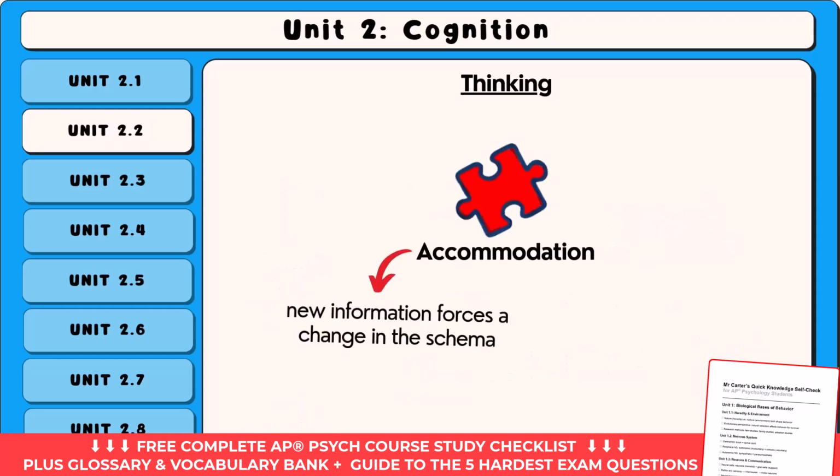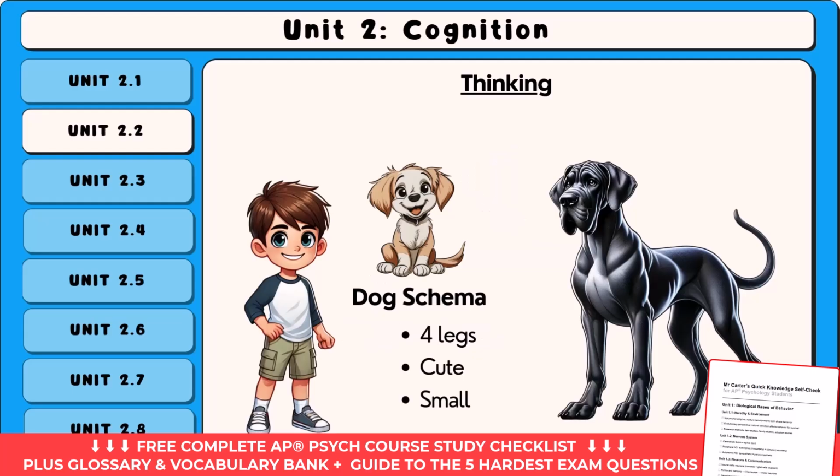On the other hand, accommodation happens when new information forces a change in the schema itself. If that same child then sees a Great Dane, they may need to update their dog schema to include large dogs as well.